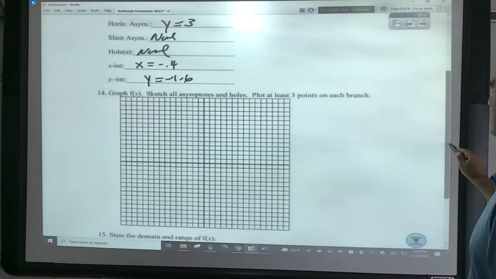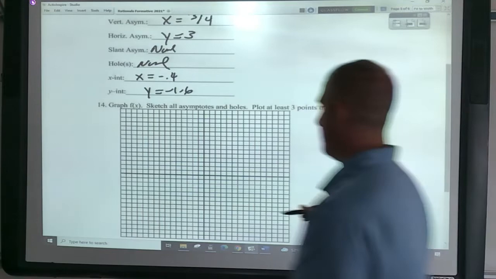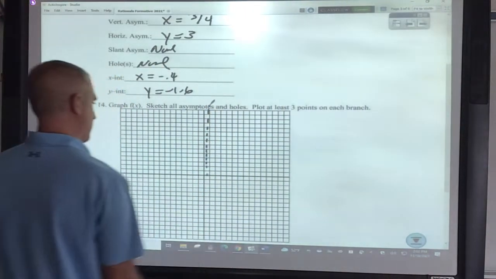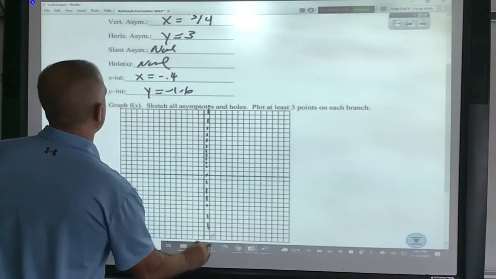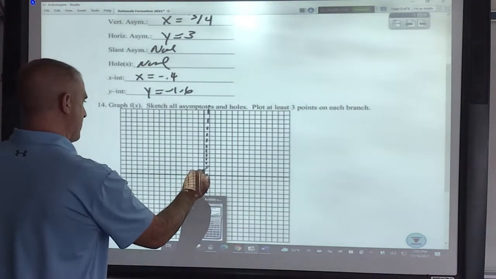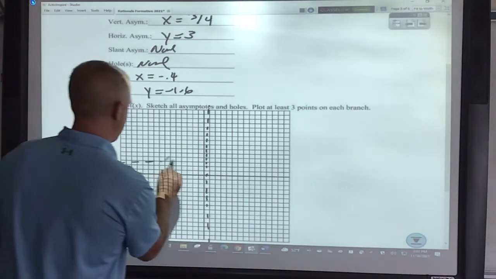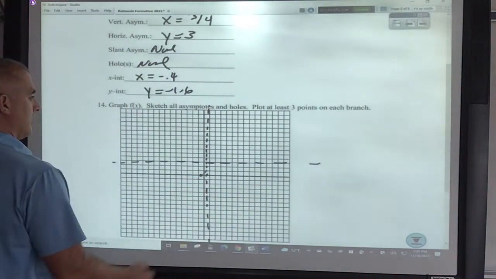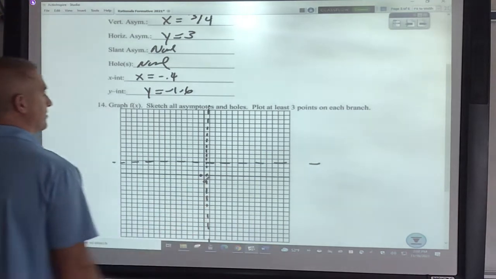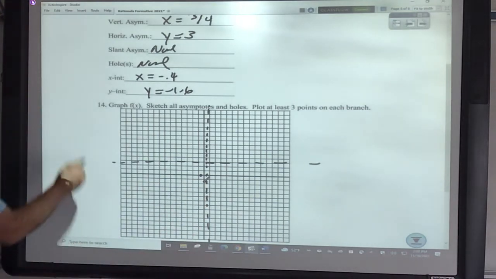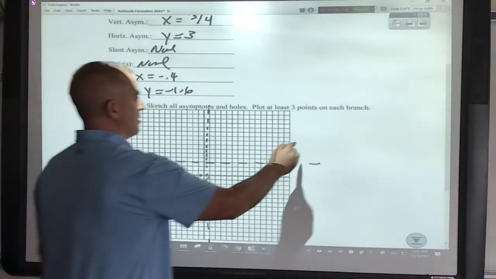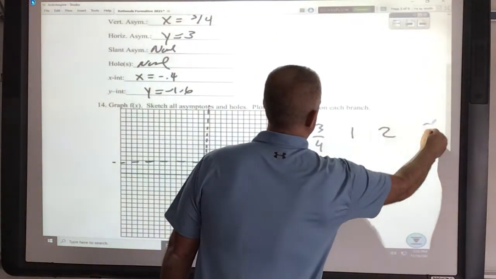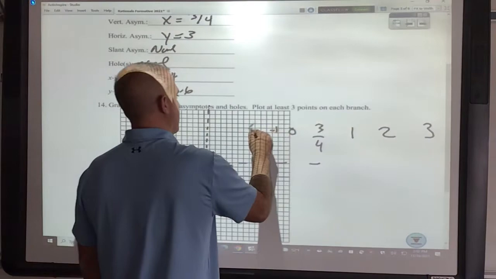All right, so what I got here is a vertical asymptote at 3/4. I've got a horizontal asymptote at 3, 1, 2, and 3. I've got an x-intercept at -0.4. I got a y-intercept at -1.6. Since my vertical asymptote is at 3/4, I'm just going to go 1, 2, 3, and 0, -1, -2.